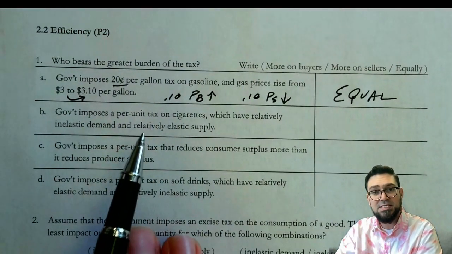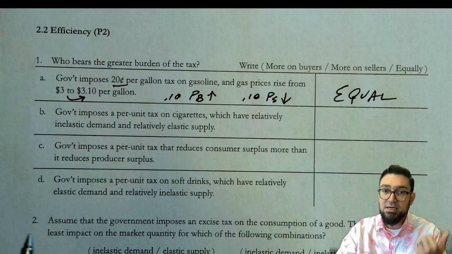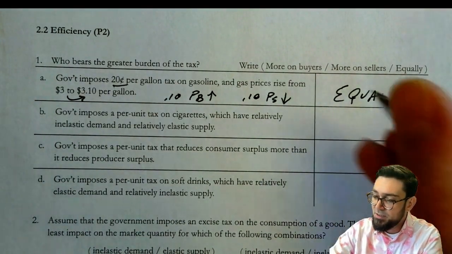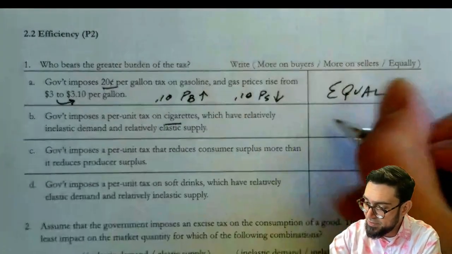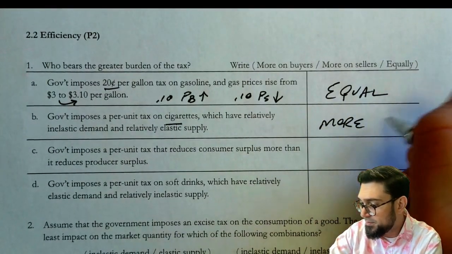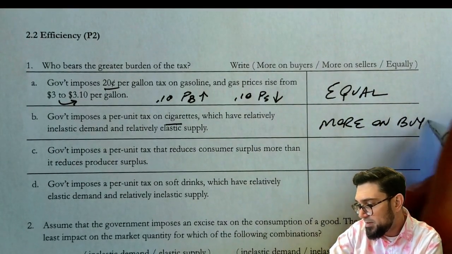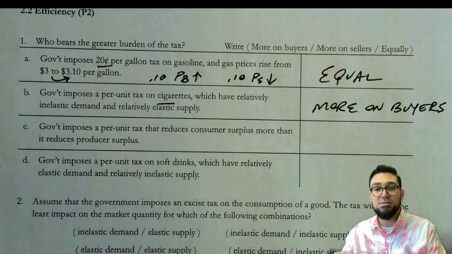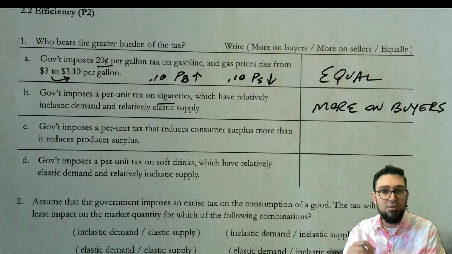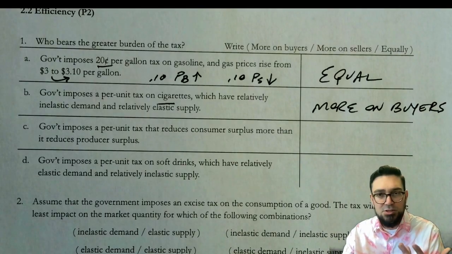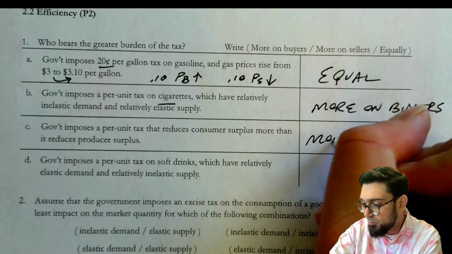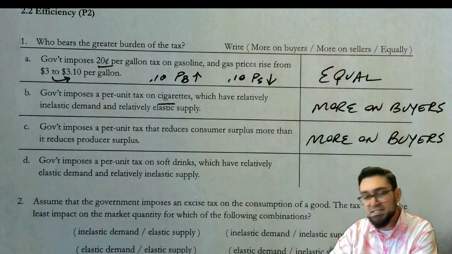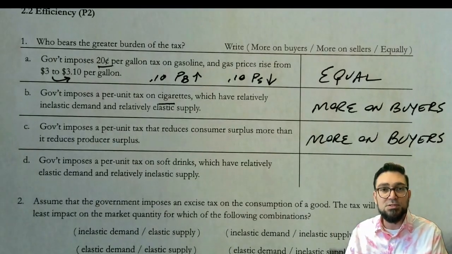Government imposes a per unit tax on cigarettes, which have relatively inelastic demand and relatively elastic supply. So that was the example from the lecture. This one, the cigarettes, we're going to say that the tax more falls on the buyers. Again, whoever's more elastic escapes the tax. Government imposes a per unit tax that reduces consumer surplus more than it reduces producer surplus. This is just another way of saying that the tax falls more on the buyers. And again, when we're saying tax incidence, tax burden, we're saying who's giving up more of their surplus.